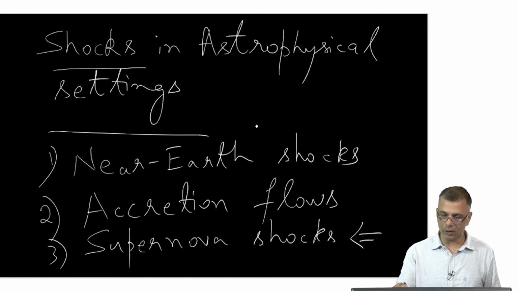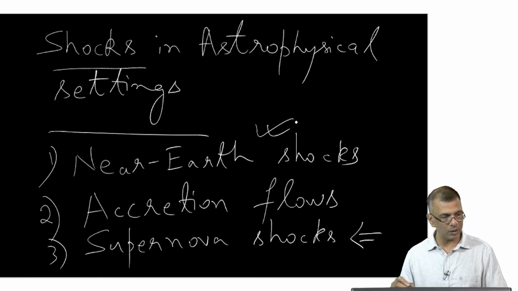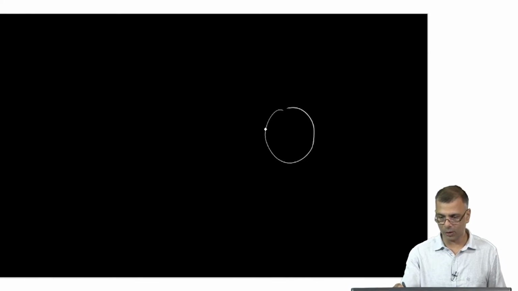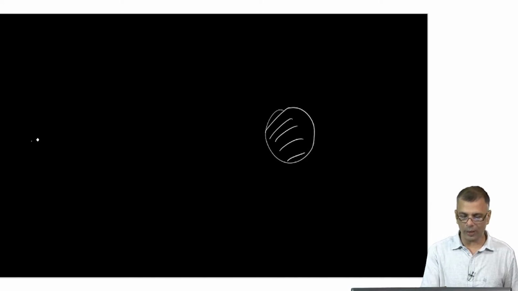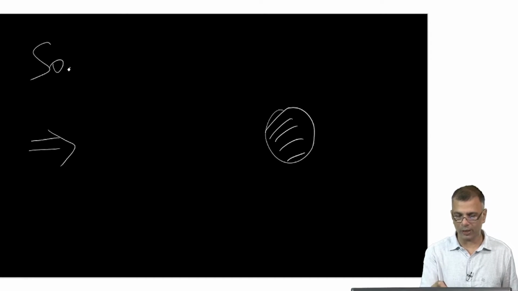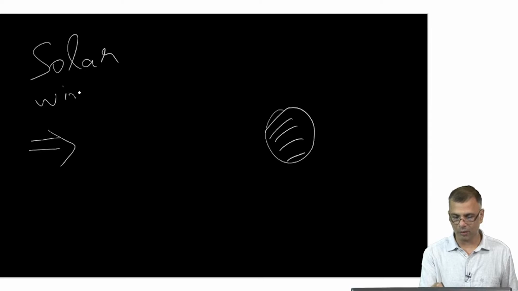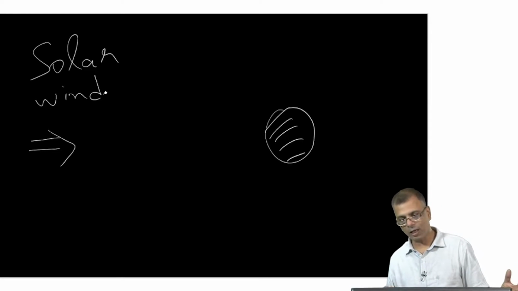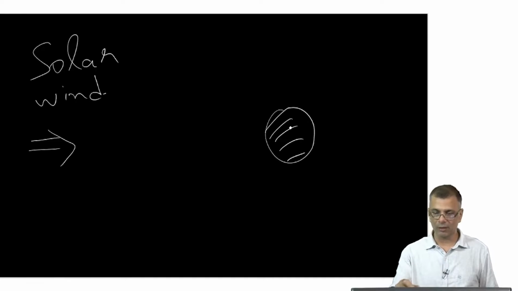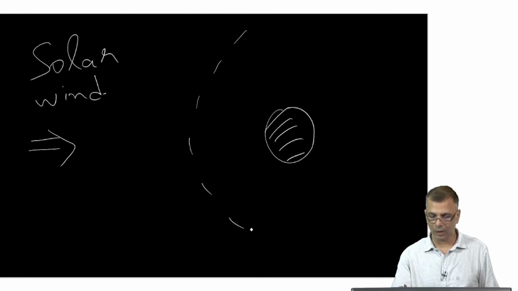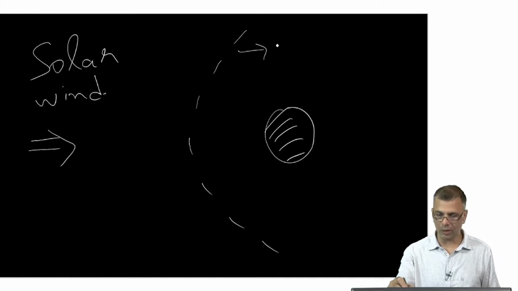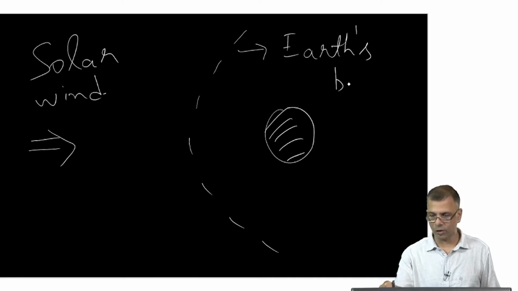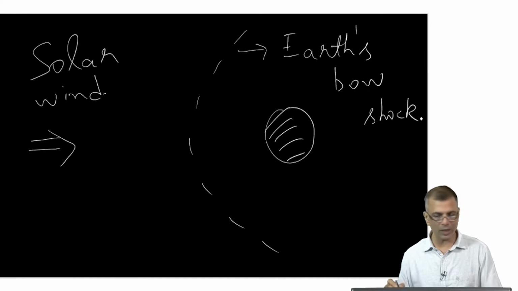Before going on, I would just like to tell you that these are the best observed shocks, near Earth. And so these kinds of shocks are formed when you see here would be the Earth. Okay, and the solar wind is supersonic by the time it reaches the Earth. So the solar wind is essentially impinging onto the obstacle that is the Earth, and that forms what's called the bow shock, something like this. So this would be the Earth's bow shock, and these are the best observed shocks.